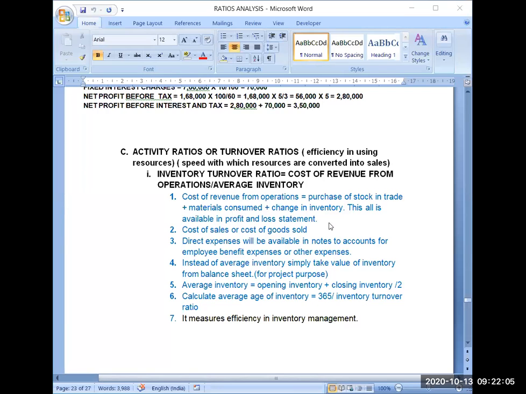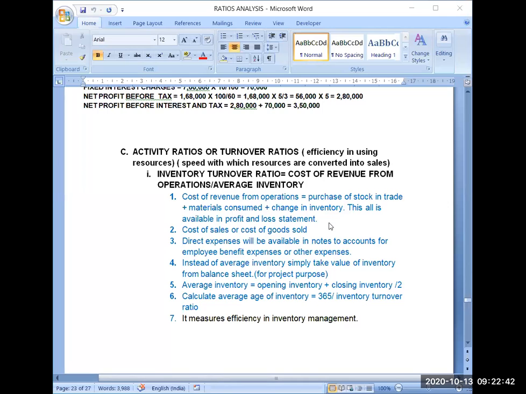Instead of average inventory, simply take the value of inventory from the balance sheet. If you are calculating activity ratio for your project work, then instead of taking average inventory, just take the inventory of that year. For the current year you can get closing inventory as well as opening inventory, but for the previous year you will not be able to get the opening inventory. That is the reason this point has been written for project purposes. Otherwise, if you are calculating ratios in exams or in practice, we will always consider average inventory.